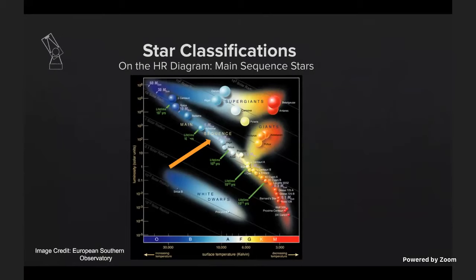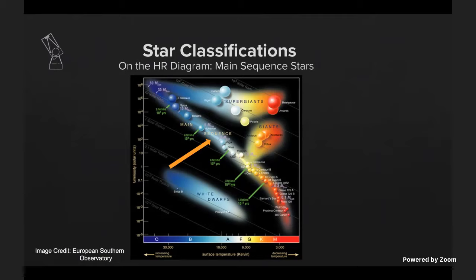This isn't the only classification system on the diagram. There are different classes of star groups on the diagram as well. For instance, main sequence stars. We know that our sun is a star, but what is classified as a main sequence star? A main sequence star is one that is readily burning hydrogen into helium and can be found on the main sequence, hence the name, on the HR diagram.